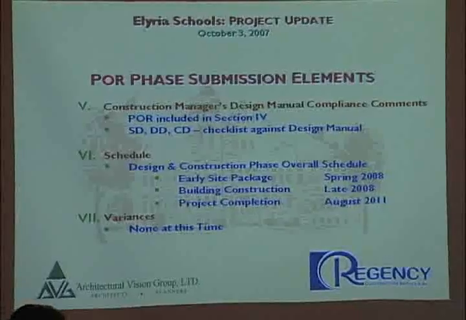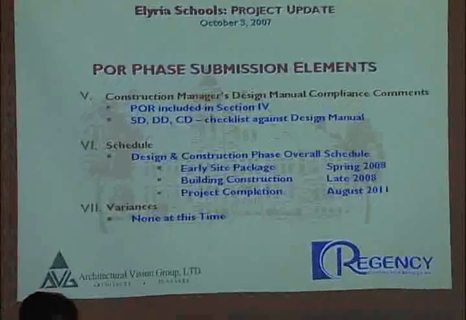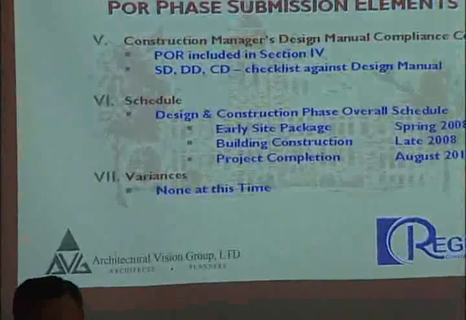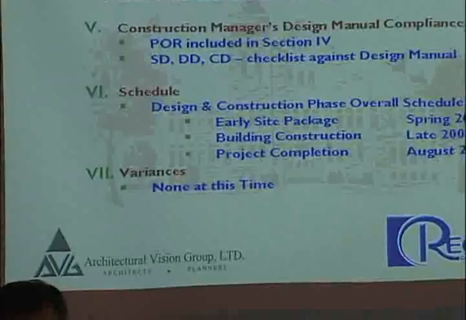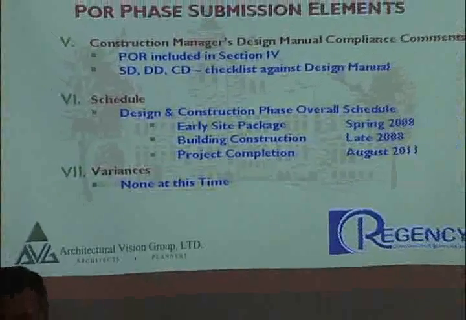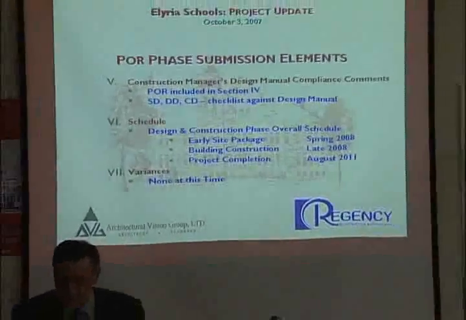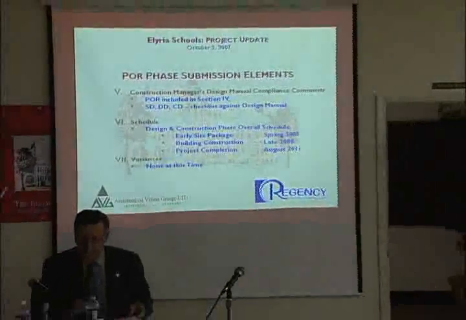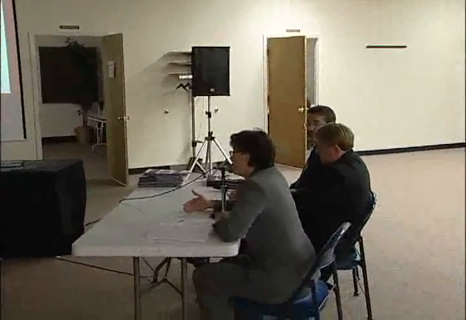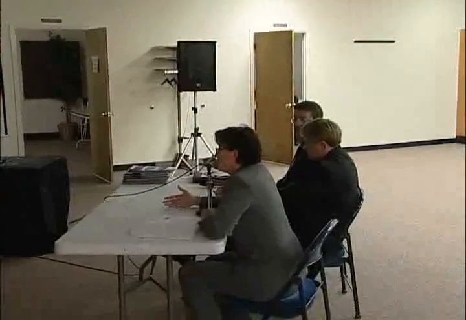Under Section 7, that's a variance request section. And at this time, Elyria School District has no variances that they have requested the OSFC consider. And what a variance would be is if you wanted to do something on your project that wasn't in compliance with the design manual, sometimes the OSFC will take a look at that and agree to co-fund that. And sometimes they won't. But this is a section that allows us to do that if we needed to.